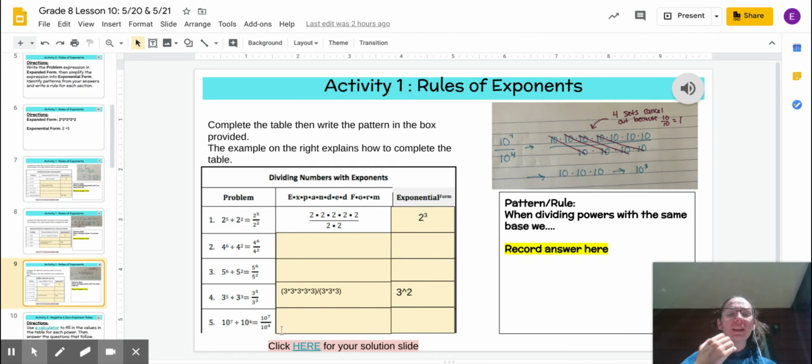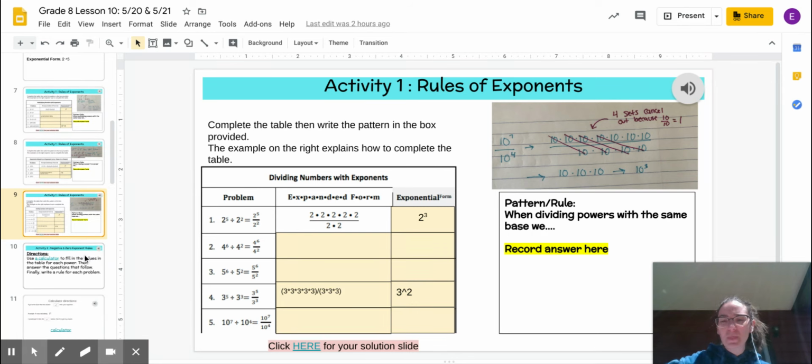Okay. Then this last slide here is worth 3 participation points. Each box is worth a half. I'm really going to be focusing on these exponential forms here because sometimes it's a little bit difficult to show it in expanded form. So if the expanded form is difficult, just try to take a look at it and write it in exponential form using this rule of subtracting your exponents.